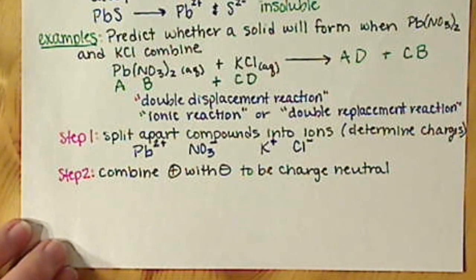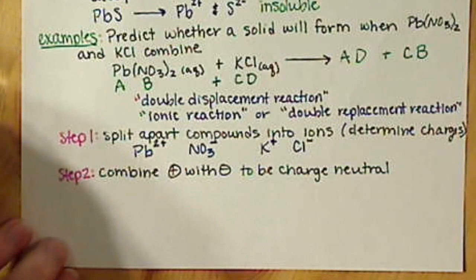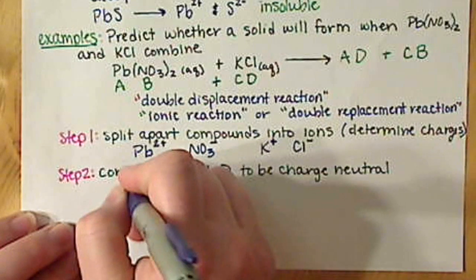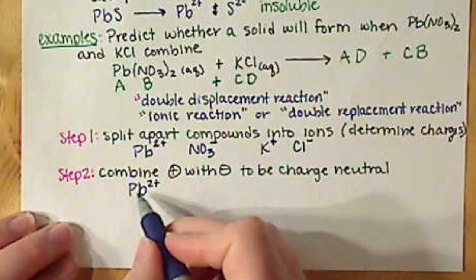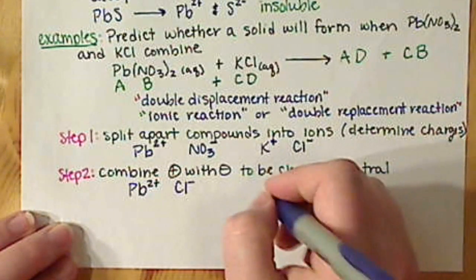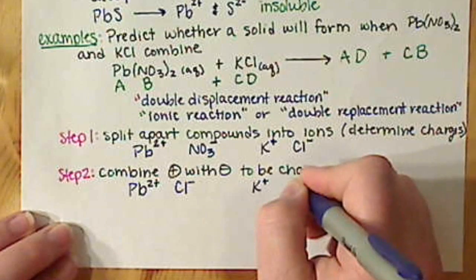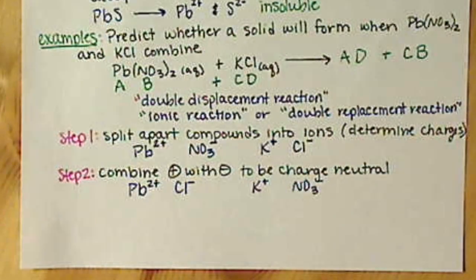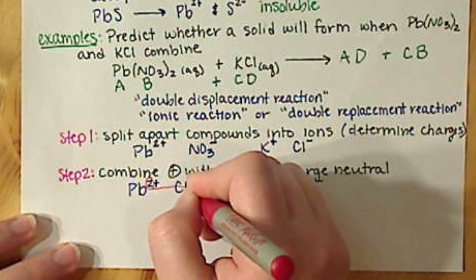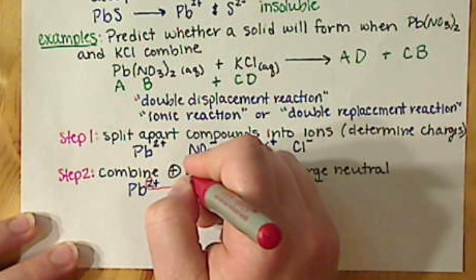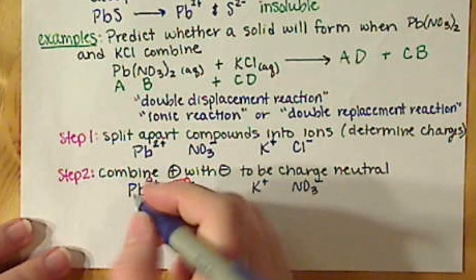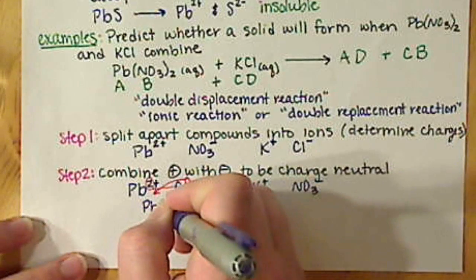The easiest way to do this is your cross-charge method. So we have Pb2+ is going to combine with Cl-, and our K+ is going to combine with the NO3-. So our 2 goes down to the chlorine, our 1 goes down to the lead. So our formula, we have PbCl2.